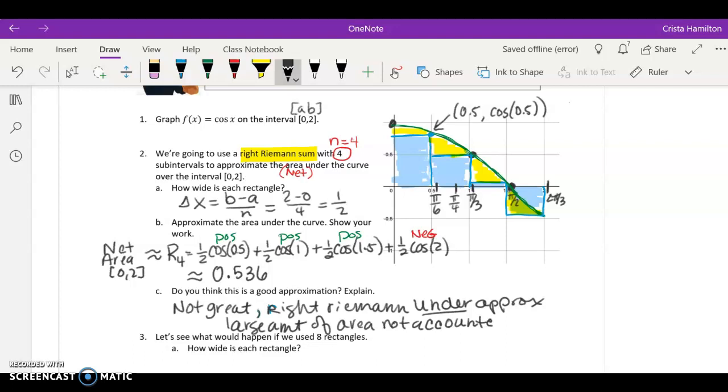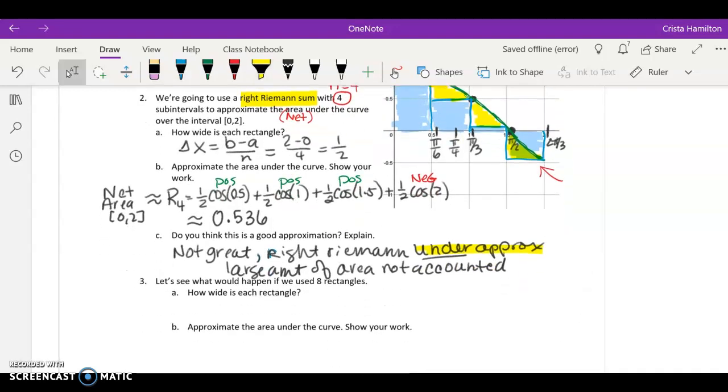And we also see, and it might bother you down here at the bottom with the negative area, that the rectangle is actually extending beyond it. But remember, this is still an underestimate, because that means that I took away more area than I should have. So no matter whether the function is above or below, the right Riemann sum always under approximates the area. So this is not a great approximation.